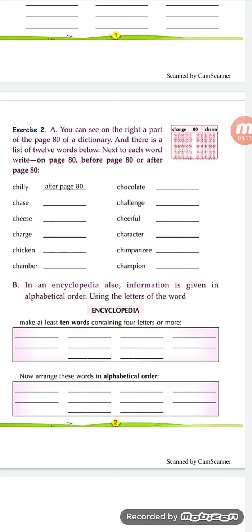N, C, Y, C, L, O, P, E, D, I, A. But since C and E are repeating twice, we will take them only once. And after framing the words ourselves, in the next part, we will arrange those words in alphabetical order. I hope you have understood the exercise. Try to do it yourself, and you can check your answer from the answer key provided.